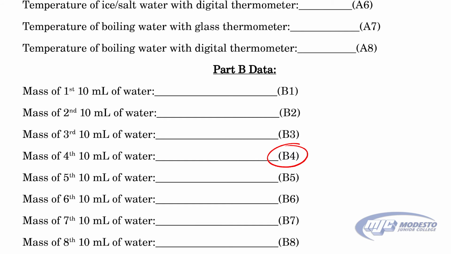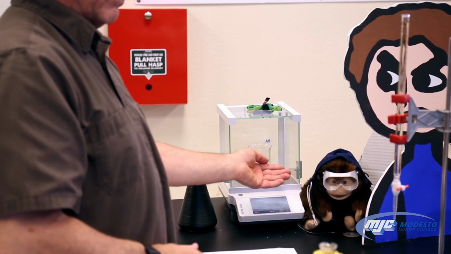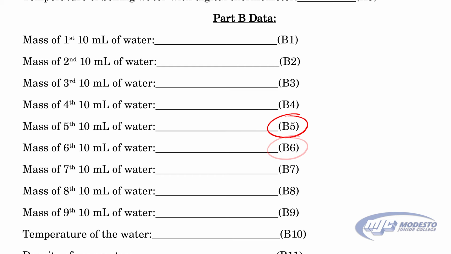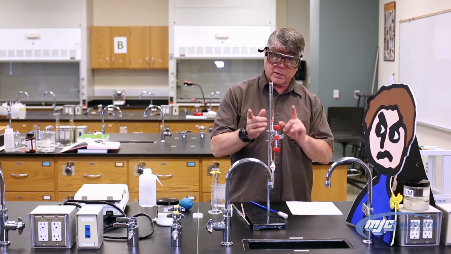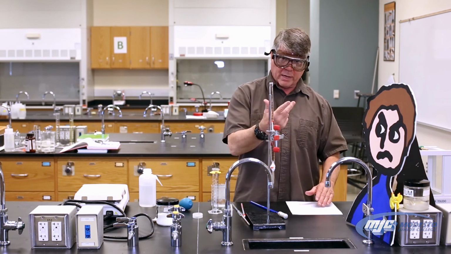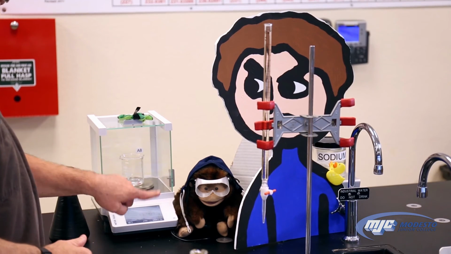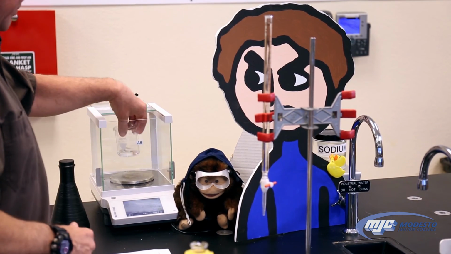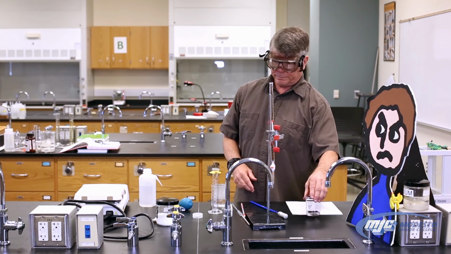Then I'm going to tare it out with the beaker and the water on there so it says 0. Do the same thing 2 more times. That's B5 and B6. After that, I'm ready for the buret, which is right here. So after my last volumetric pipette measurement, I tare out the balance with the beaker and the water on there. Notice I never dumped the water out until the very end. Take it over here.